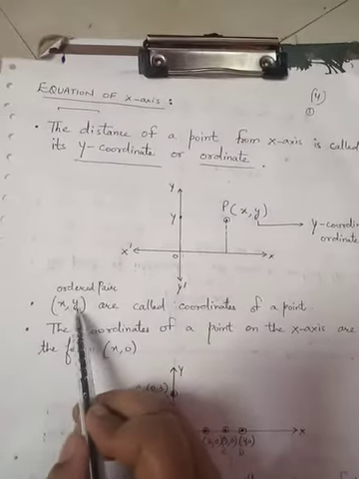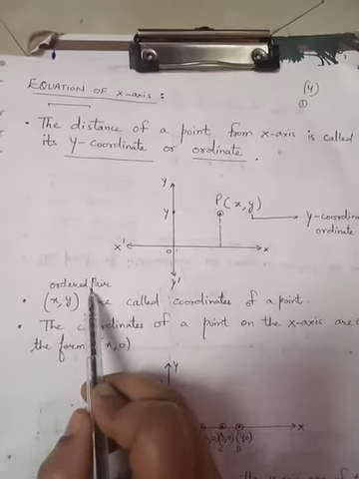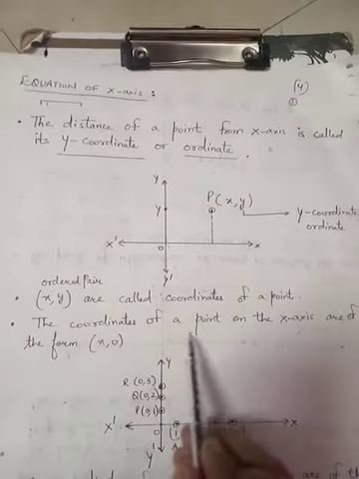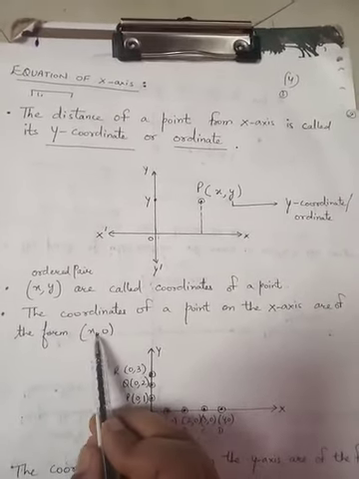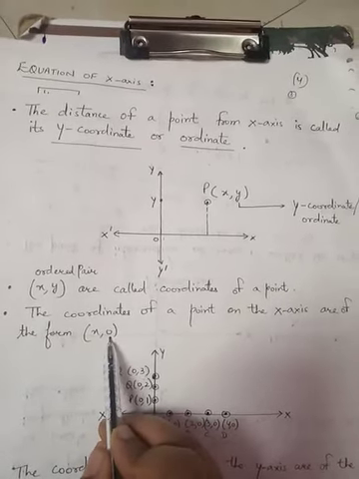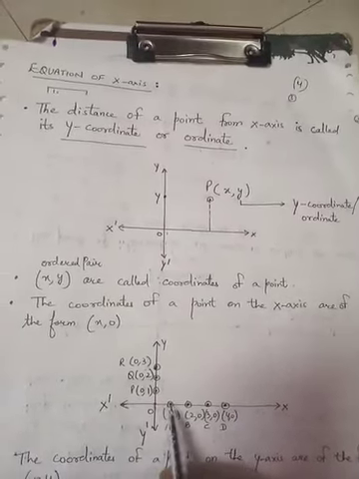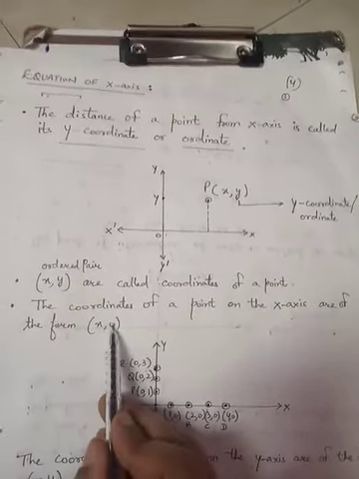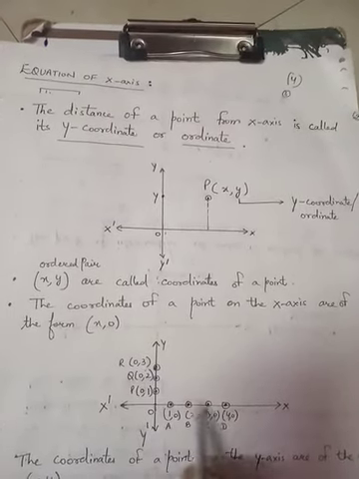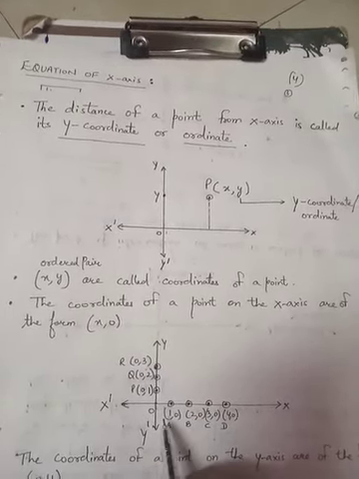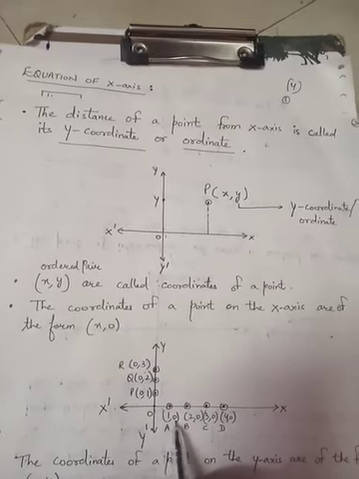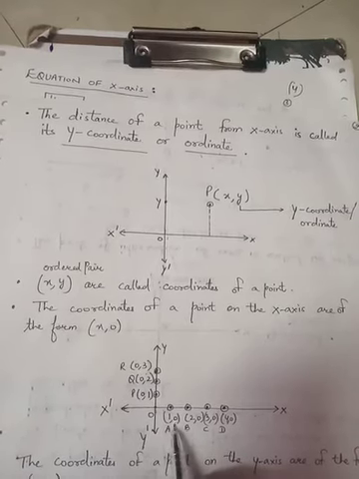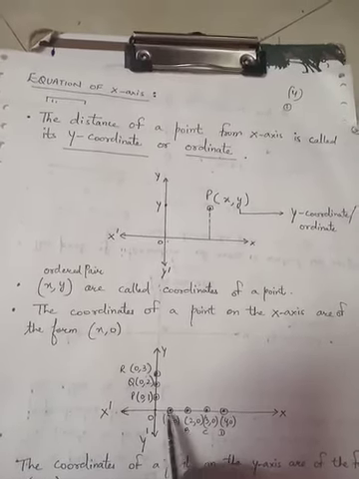Now you know (x, y) is called the ordered pair and these are called the coordinates of a point. The coordinates of a point on the x-axis are of the form (x, 0). This is the general form of any point lying on the x-axis. So we can say this point is (1, 0). Here y is 0. The y-coordinate is 0.